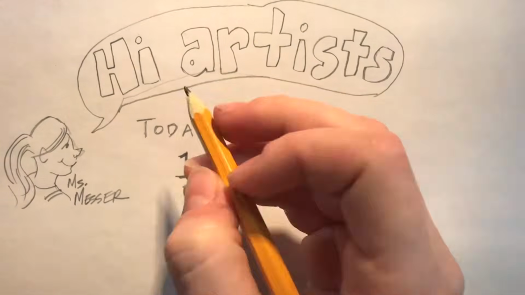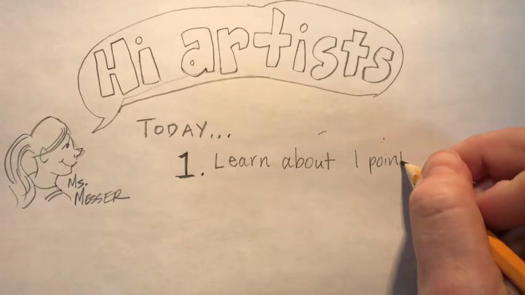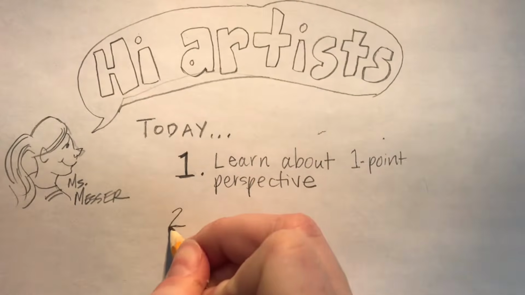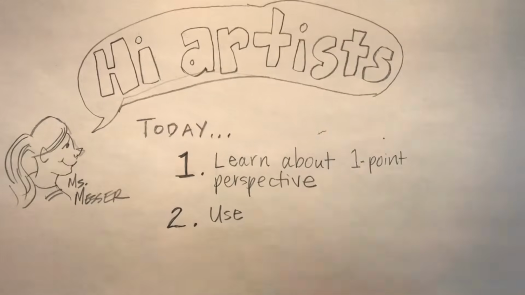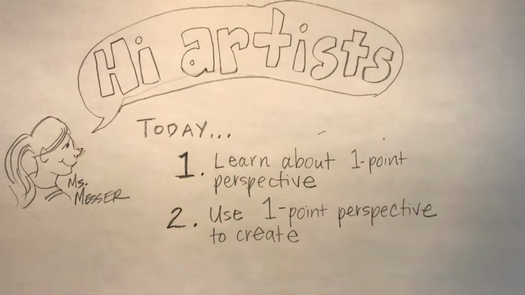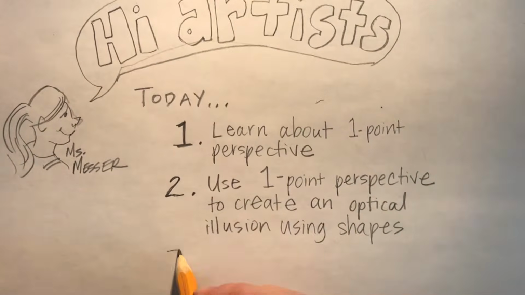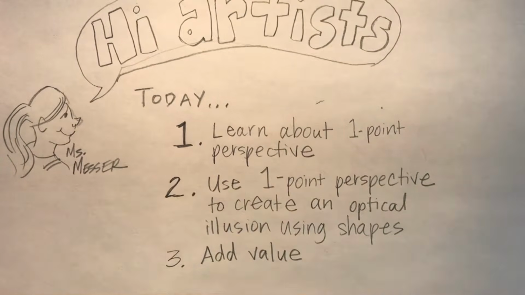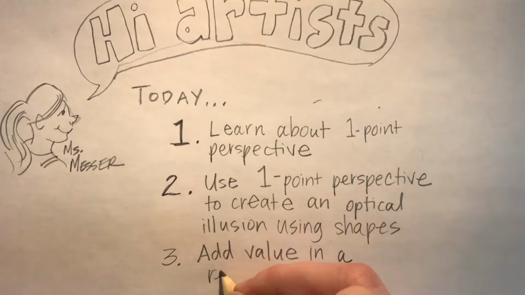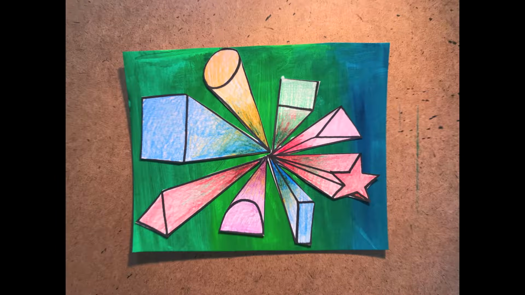Today, we're going to learn about one-point perspective. We're going to use what we've learned about one-point perspective to create an optical illusion using shapes. And then we're going to shade with value in a realistic way. Here's what my finished artwork looks like.